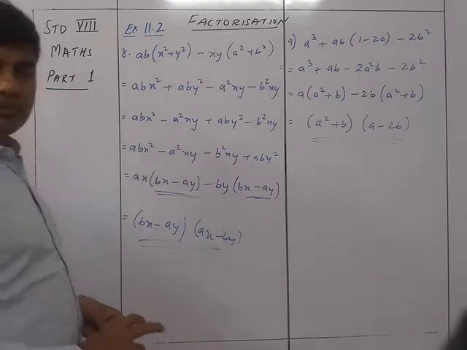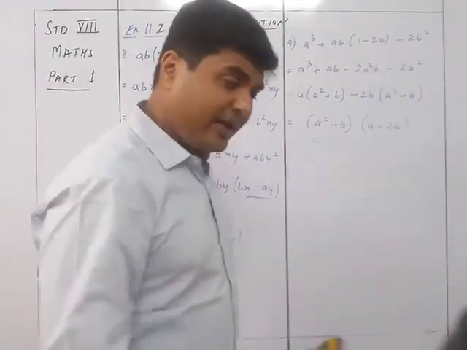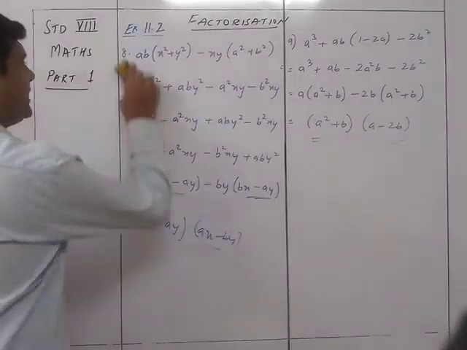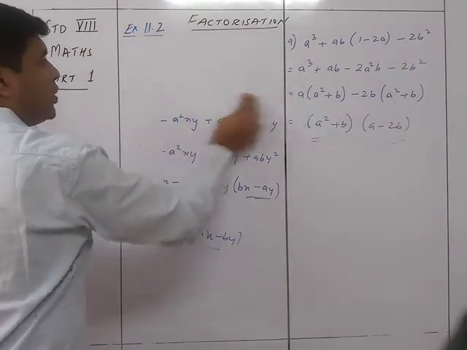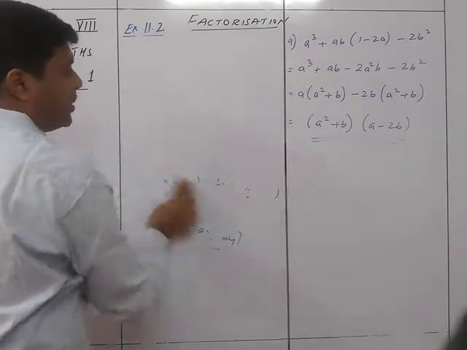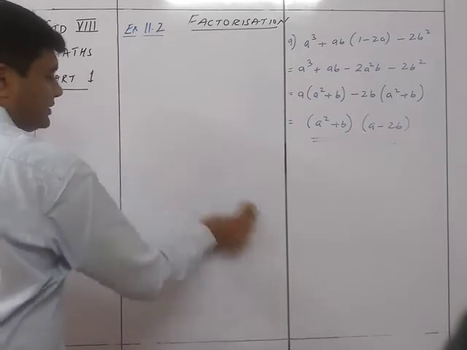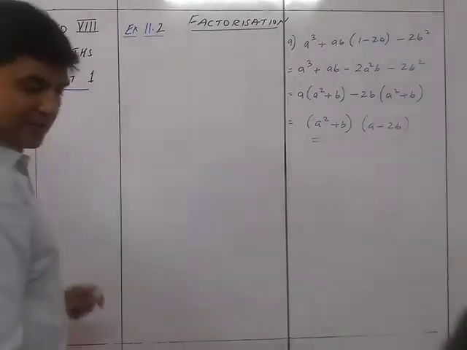Clear? Very easy sums. Very easy, but just concentrate that you are not making any mistakes in signs. Because when you are opening your brackets and all, at that time you should not make any mistake in the signs. Then it becomes a very easy sum.